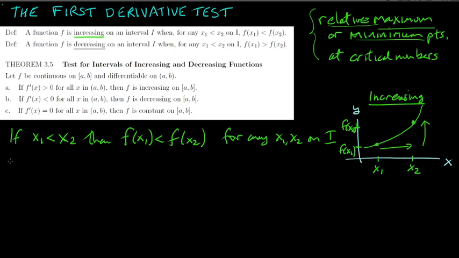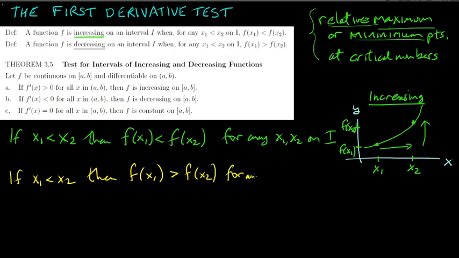On the other hand, suppose we have x1 still less than x2, but now f of x1 is bigger than f of x2, for any x1 and x2 on your interval.